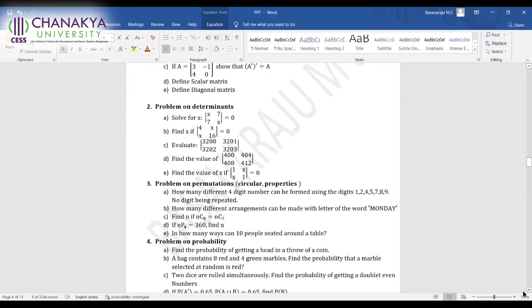What are you supposed to do? Count the number of letters. That is, there are 5 letters in this. In case any letters are repeated, you divide by the factorial of the number of times the letter is repeated. If it is not repeated, you just keep it as it is and write it as a factorial. So what is the answer for the second one? It is 5 factorial. In the same way, in the fifth one, in how many ways can 10 people be seated around a table? What are you supposed to do? It is a circular permutation. What is the formula for circular permutation? (n minus 1) factorial. Make it 10 minus 1, which is 9 factorial. Is that clear?